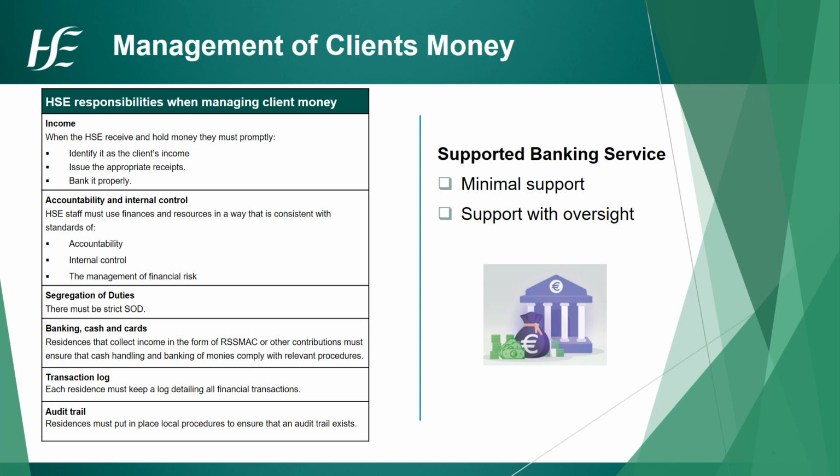Support with oversight is where a client requires more supervision and support from a service provider, and it places a significant responsibility on the support provider. Clients being supported in this way to manage their finances should have an account in their own name into which their income is paid. They will have an ATM card for the account and a PIN number, but the support provider must keep one or both for safekeeping.